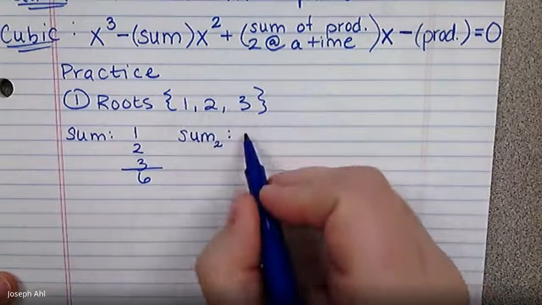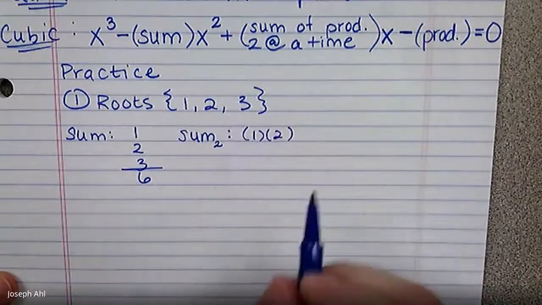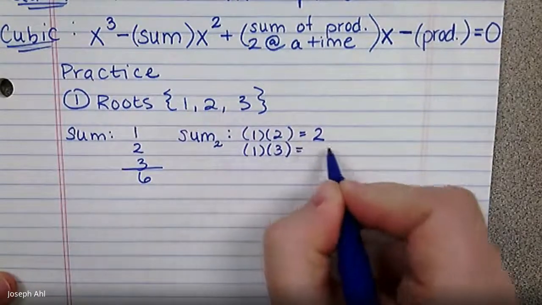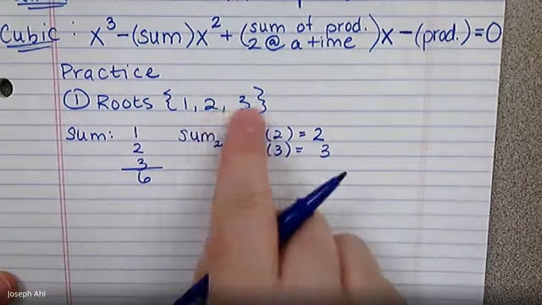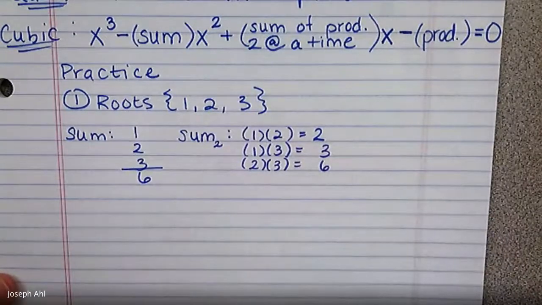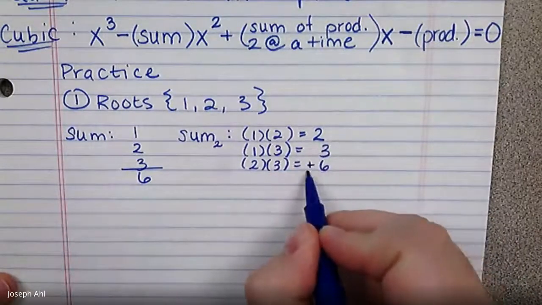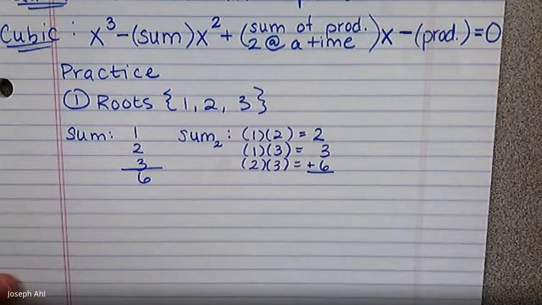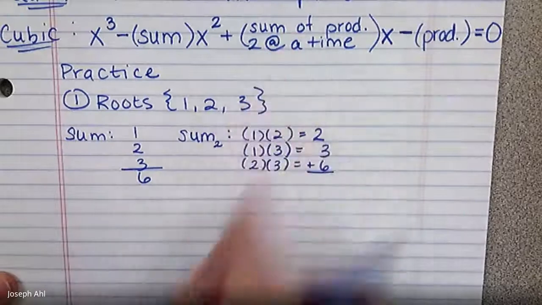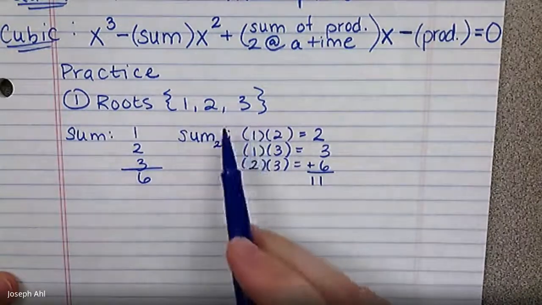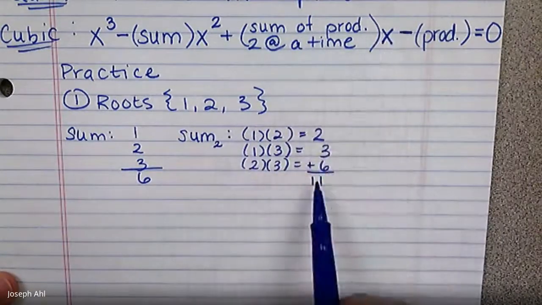If I take the first root and the second root, take the 1 and the 2 and multiply them, that would be 2. Then I'm going to take the 1 and 3 and multiply those, and that would be 3. The last pair you can make here is the 2 and the 3, and that would be 6. So what I'm going to find is the sum of the products 2 at a time. Hopefully looking at it with these concrete numbers helps to make some sense as to what that actually means. Well, 2 plus 3 is 5, plus 6 is 11. So the sum of the products 2 at a time, that coefficient of x, is going to be 11.